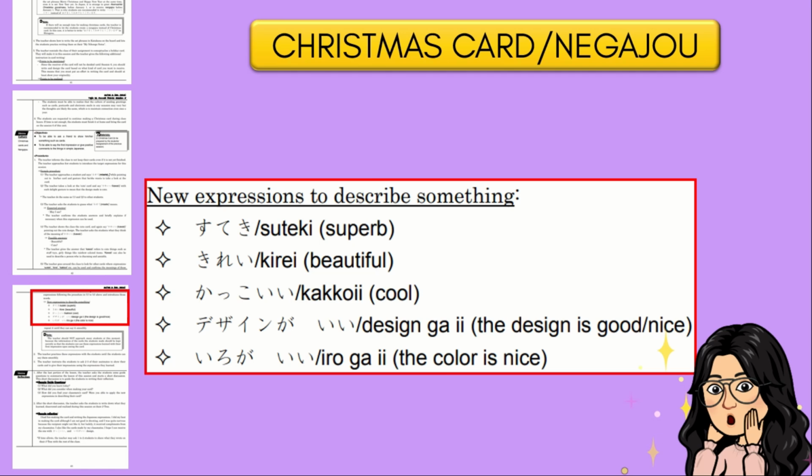In this part of the lesson, the teacher will roam around while looking at the students working on their Christmas cards. Now, you may use vocabulary words like misete while using gestures or pointing at the card for the students to understand the meaning of that vocabulary. And also use adjectives like suteki, kirei, kakkoii, design ga ii, iro ga ii to describe the cards created by our students. It's very nice to use these adjectives because it will lighten up their mood and at the same time give them more motivation to improve their cards.